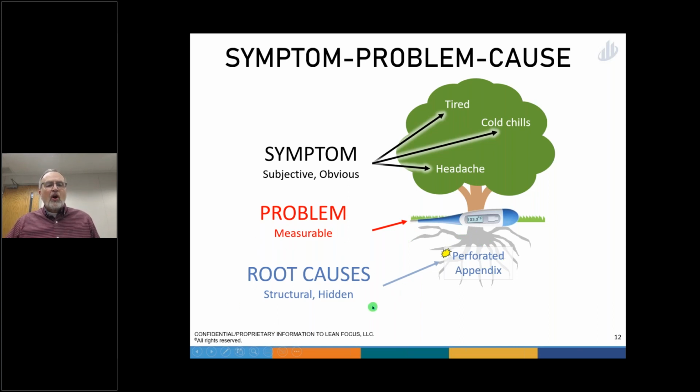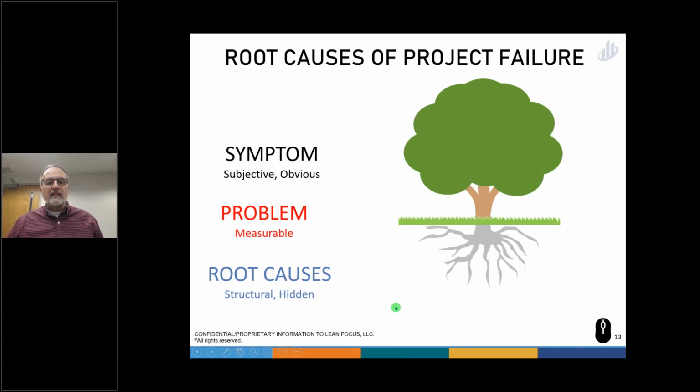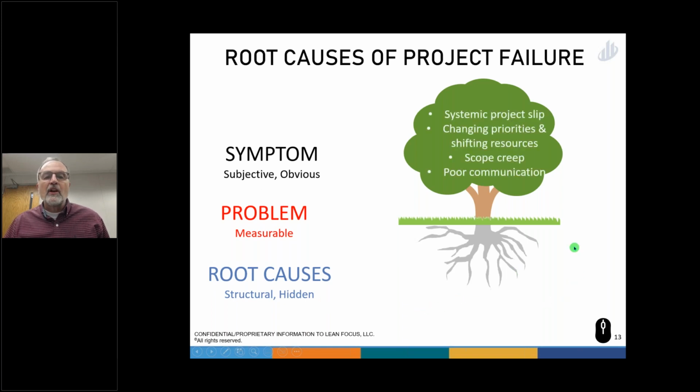And the root cause is hidden. It's structural. In this case, I chose a perforated appendix. It's what we need to know if we're going to fix the problem. A lot of discussion around what's going on in project management, people get confused between symptoms, problems, and causes. And so we'll want to keep that straight. So let's talk about a few symptoms of projects. We have systemic project slips.